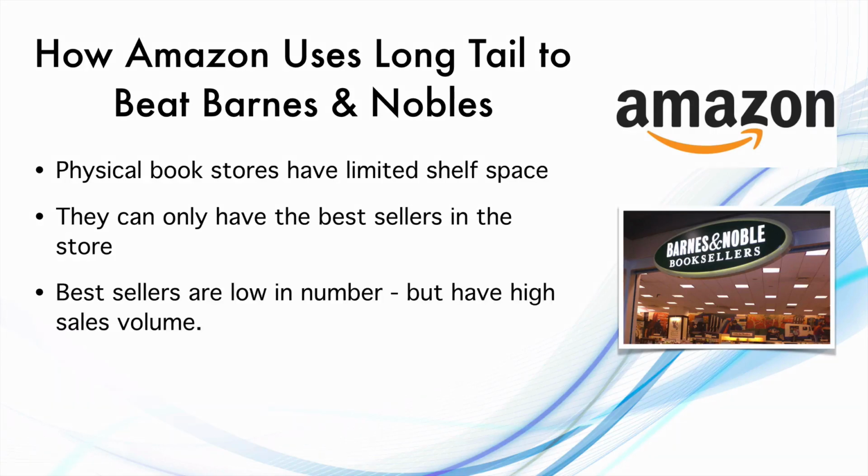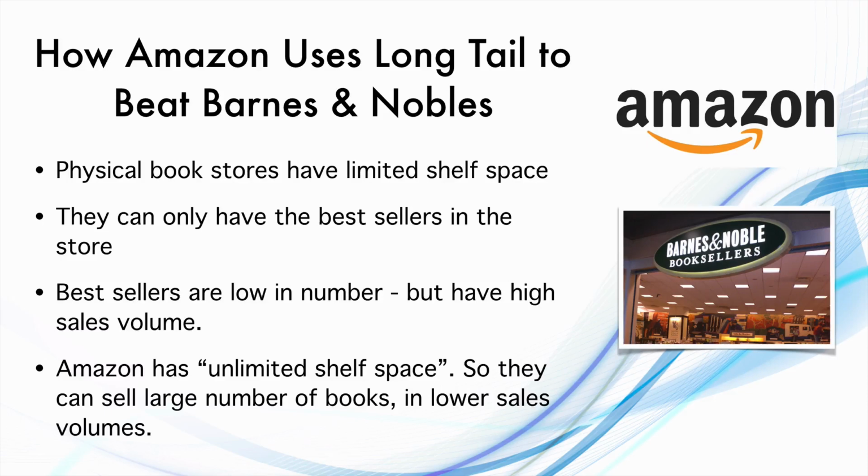Bestsellers are low in number but they have high sales volume. But Amazon has technically unlimited shelf space. They store all the books in a warehouse outside the city, not in a very high priced commercial area. So they can sell a large number of different books in low sales volumes. If Barnes and Noble is going to sell books only if it sells at least 500 copies a month, then Amazon can even store books which sell only 50 copies a month.